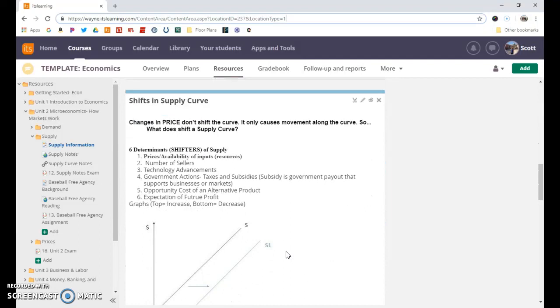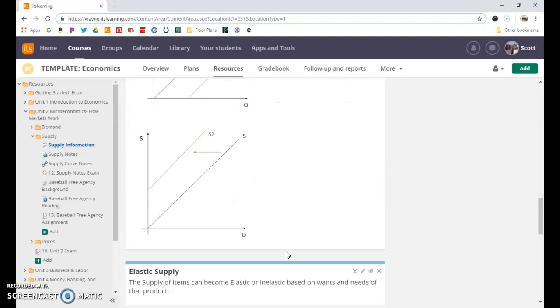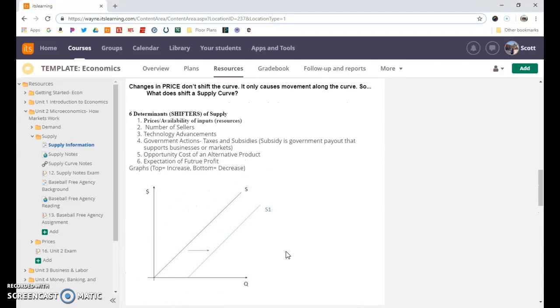So if you look down here, we actually have the same. We have a supply increase, which will move to the right, and we have a supply decrease, which will move to the left. There are several different things that will change or shift your supply. So the first one would be number of sellers, technology advancements, government actions, opportunity cost, so your idea of producing another product, or your future expectations of profits.